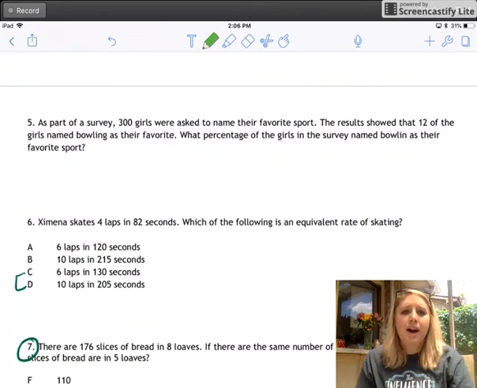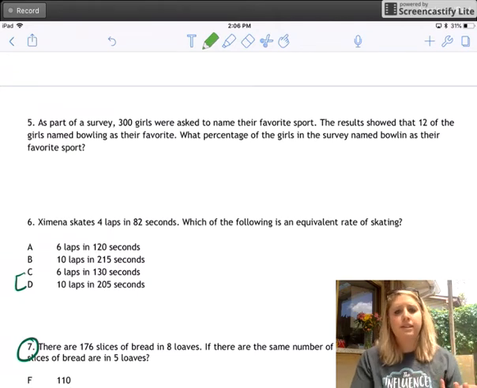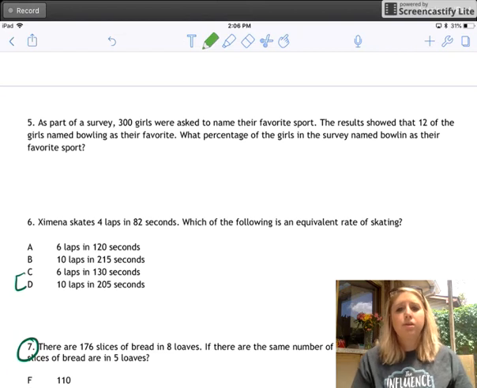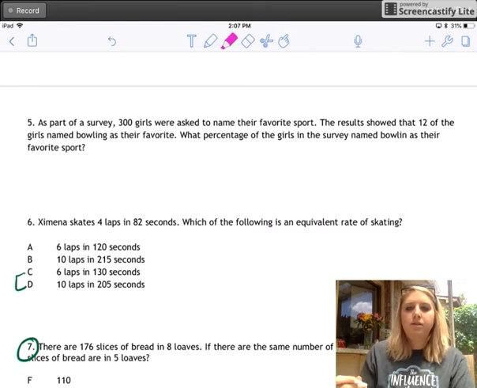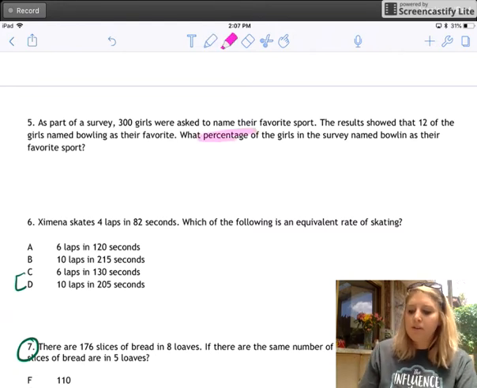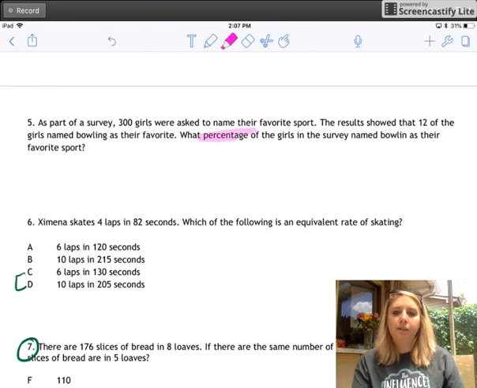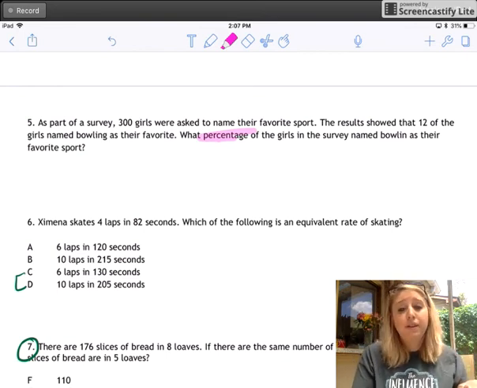Okay, number 5. Number 5 says, as part of a survey, 300 girls were asked to name their favorite sport. The results showed that 12 of the girls named bowling as their favorite sport. Then it says this, what percentage of the girls named bowling as their favorite sport?